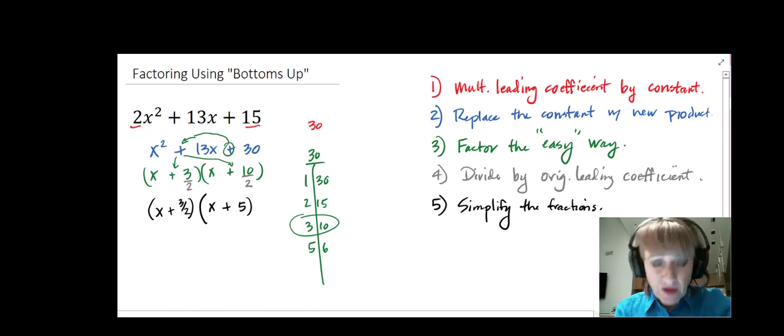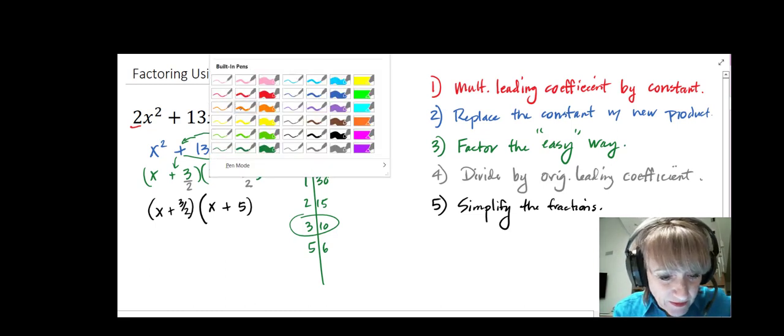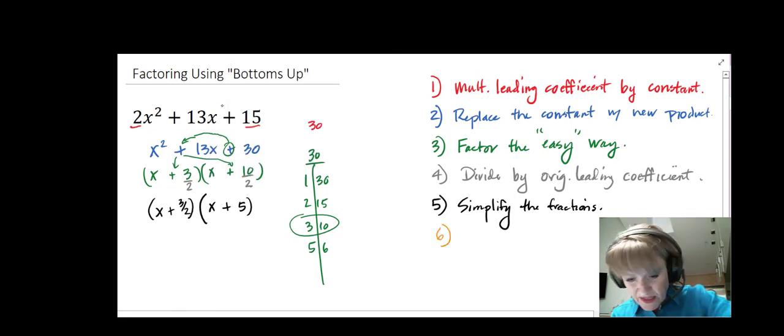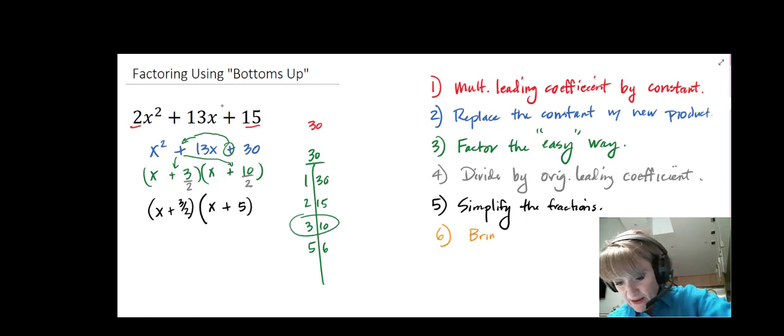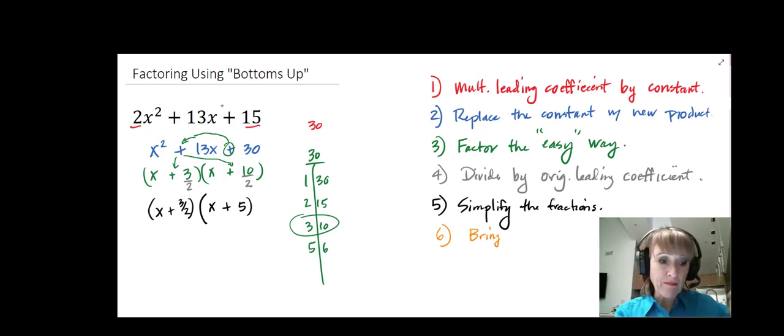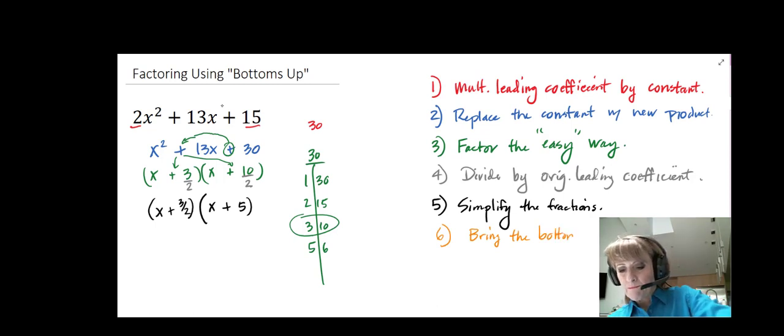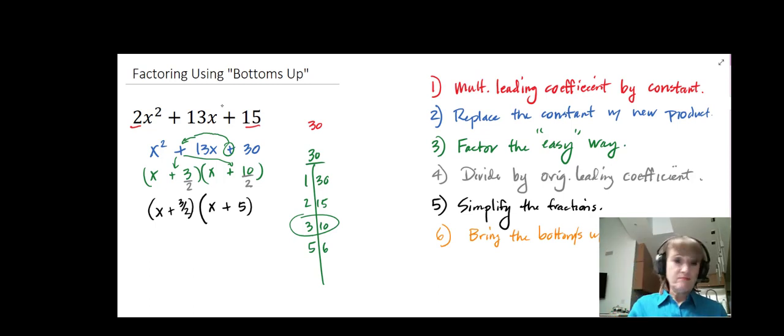I'm going to grab another color here so that I can write step 6. Step 6 is the actual namesake. So 5 and 6 go together to give us the name bottoms up. Step 6 is we're going to take the bottoms, anywhere that we have a bottom, in other words, the denominator, and bring the bottom up. That's the name of the factoring method. If you don't end up doing that, you're not finished. If we look at this, the 2 is at the bottom. So we're going to bring it up. Let me show you what that means.